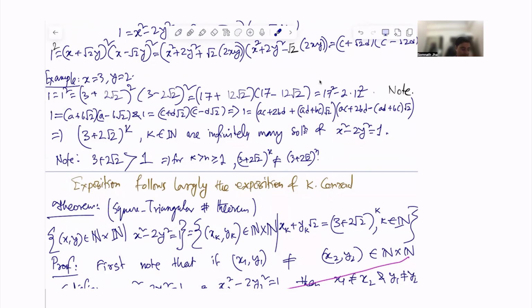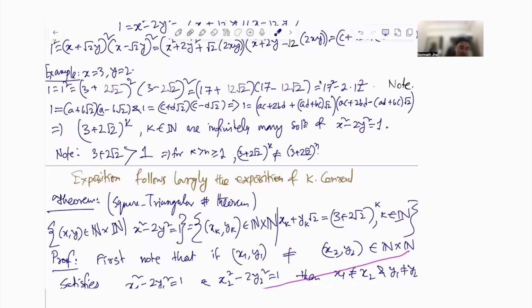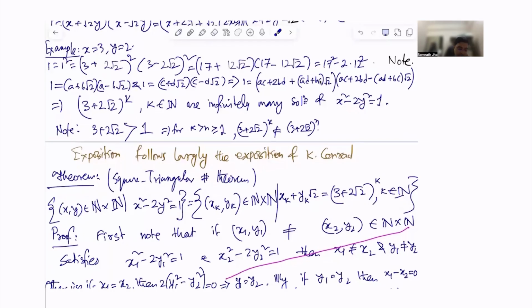So, square triangular number theorem. So, (x, y) belongs to N cross N, x square minus 2y square equal to 1. And then all such (x, y) are given as follows. All the solutions are coming from 3 plus 2 root 2. So, if you raise 3 plus 2 root 2 to the power k and you write x_k plus y_k into root 2, then that's all the solutions of this. There are no other solutions. Okay. So we produced a bunch of solutions from (3 plus 2 root 2) to the power k, and we are claiming these are all the solutions.